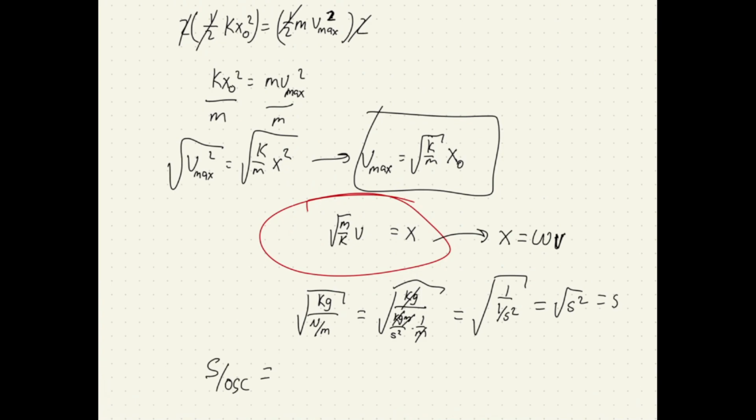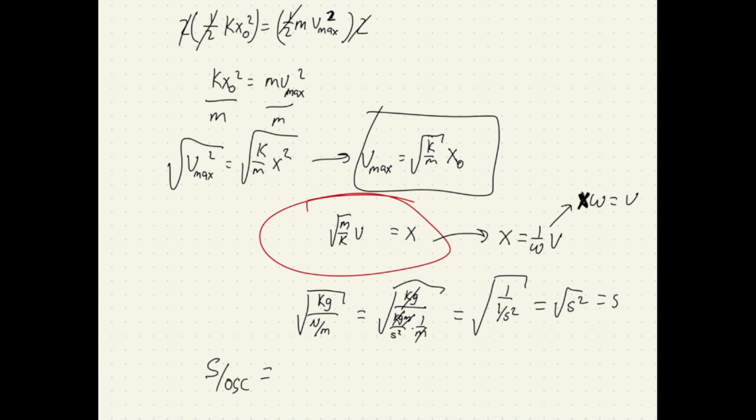Sorry, I'm not going to call it omega. I'm going to call it 1 over omega. If I multiply both sides by omega, I get x times omega is equal to v. In other words, what that tells me is that if I take this distance here, this stretch distance, and I multiply it by the frequency, I will get my speed, my maximum speed. And if I know my velocity and I divide it by omega, I will get my distance.